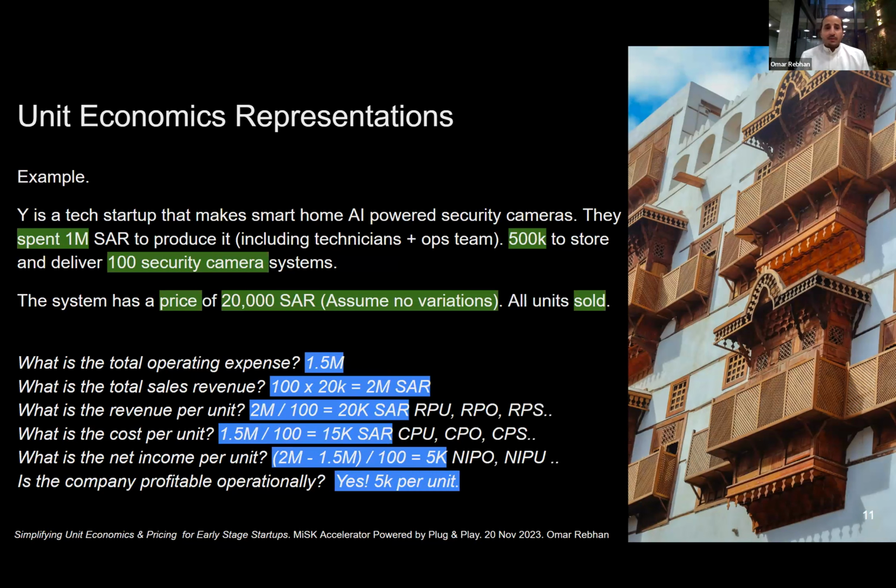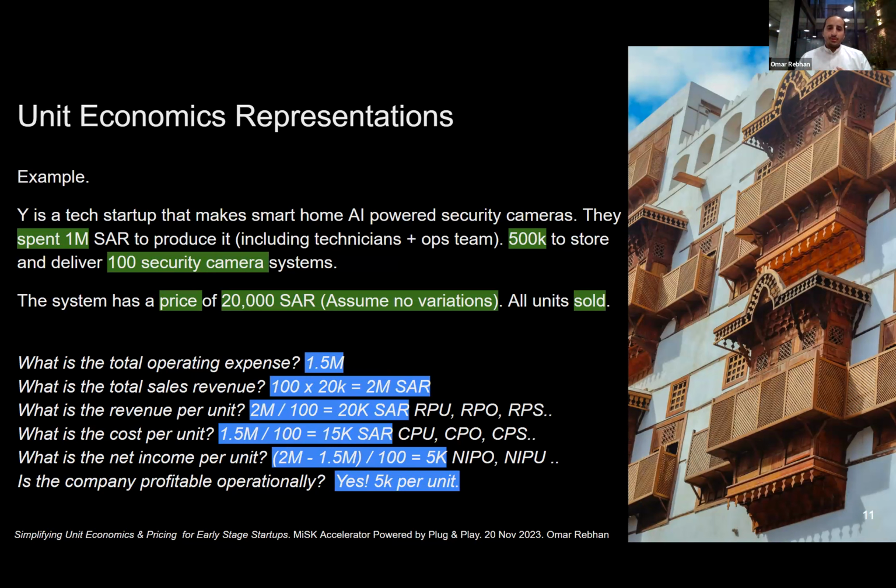So total operating expenses: we said in this example that they spent 1 million riyals in production, including the operations team, and they spent 500,000 riyals to store it and deliver it. So it's 1.5 million, great. So what's the total sales? They have 100 units. They sold each for 20,000, that's 2 million riyals, right?